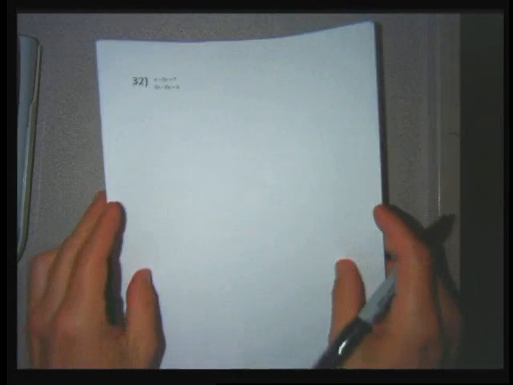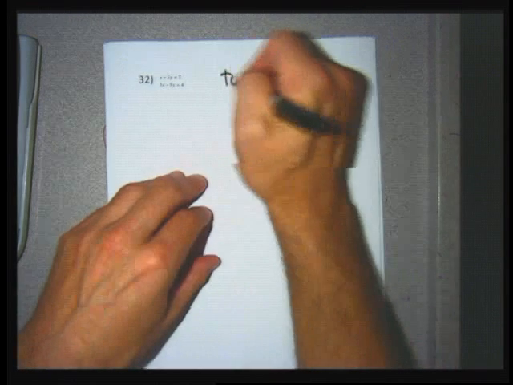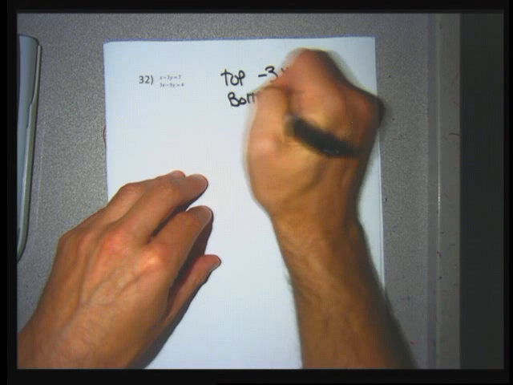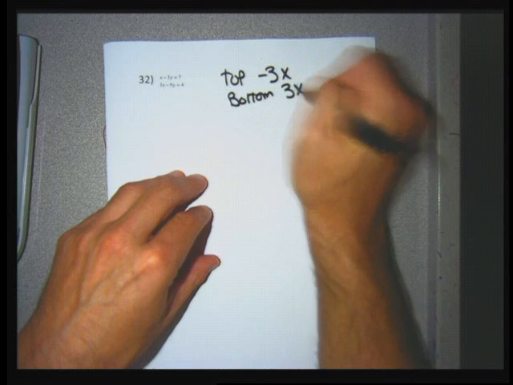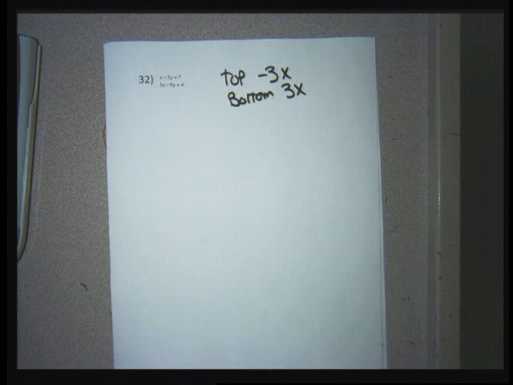About time for the letters to start canceling. That's going to be the case in 30 for the next few. In 32, I'm going to make the top have a negative 3x, and it will cancel with the positive 3x in the bottom. Your other choice would maybe be to make the y's have 9's in front of them.